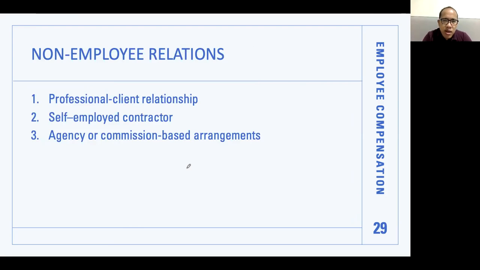Now, you can also use as a labor saving device the establishment of a non-employee relationship. They are no longer employees. What are they? They are professionals. So for example, you need an accountant. Instead of hiring an accountant, why not engage a public accountant? You need a lawyer. Instead of hiring a lawyer, why not engage a lawyer in the practice of his profession? He has a firm, he has a law office. So it is a professional-client relationship, not employer-employee.